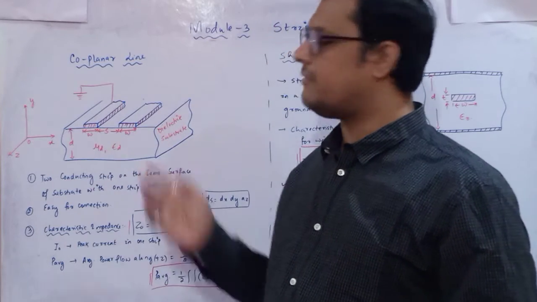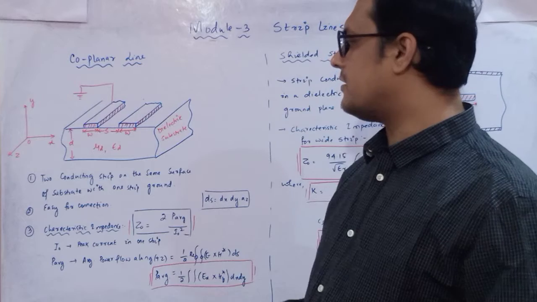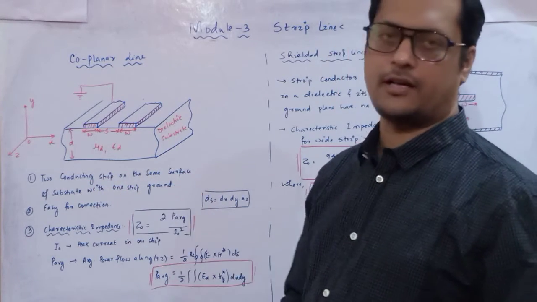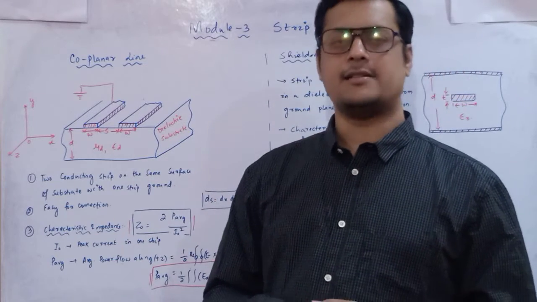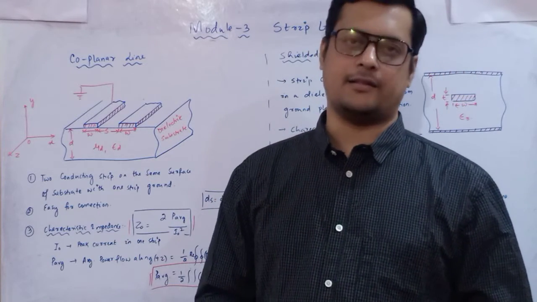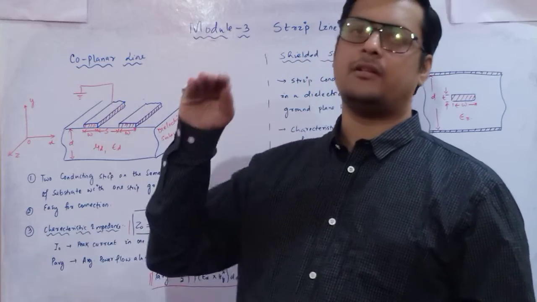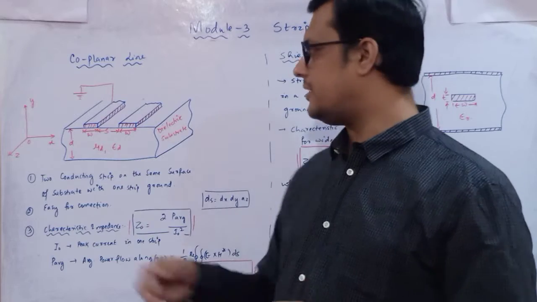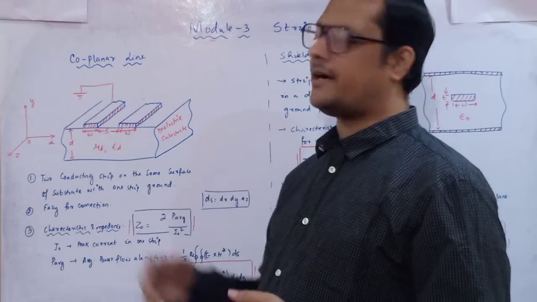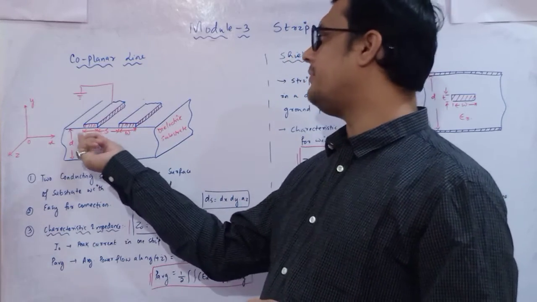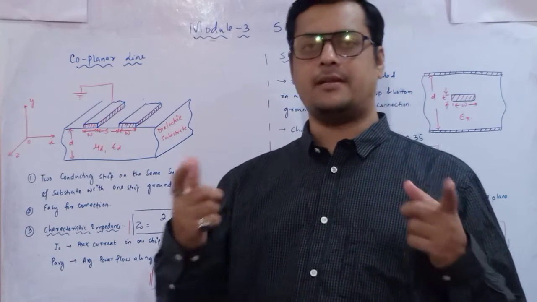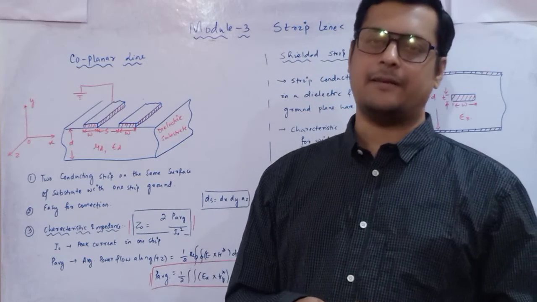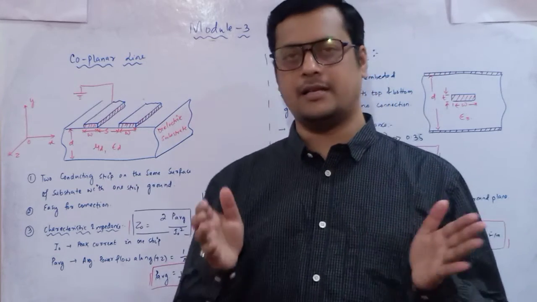So using this particular simple construction, two conducting strips on the same surface of a substrate with one strip grounded. So this is the cross section wise. Okay. Second point, it is easy to connect because the plates are available on the top, on the surface of a dielectric substrate. So here the thickness is identified as D. The width of the strips is W, and the separation between those strips is identified as capital S. So this capital S indicates the separation distance.